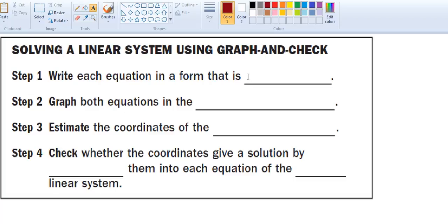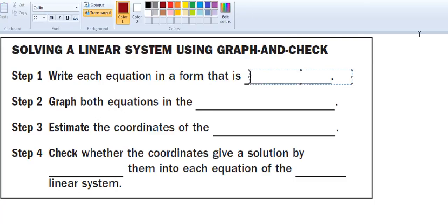Okay, these are the steps we're going to use in example 2. This is at the top of page 143. So here's what we're going to do. We're going to write each equation in a form that is easy to graph. For most of us, that looks like this: y equals mx plus b.